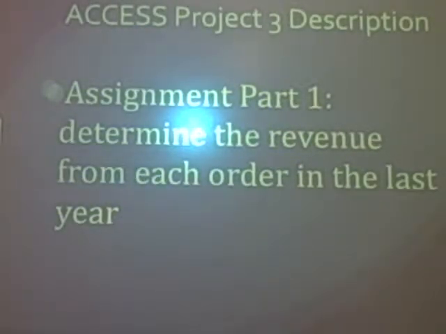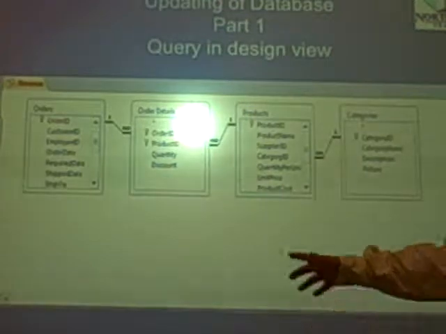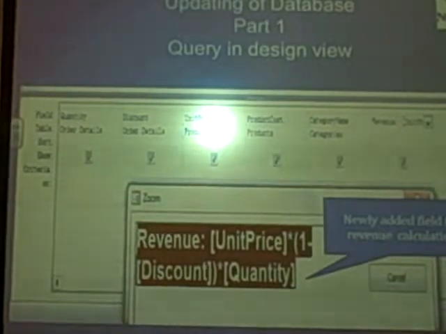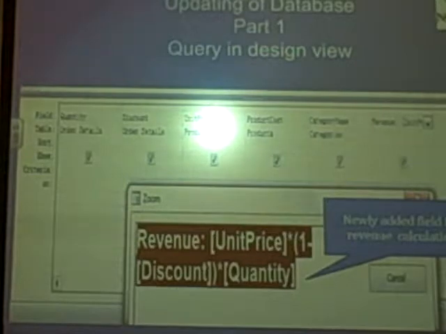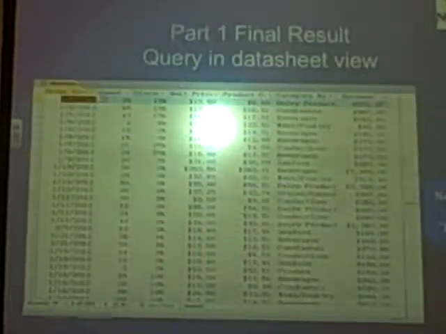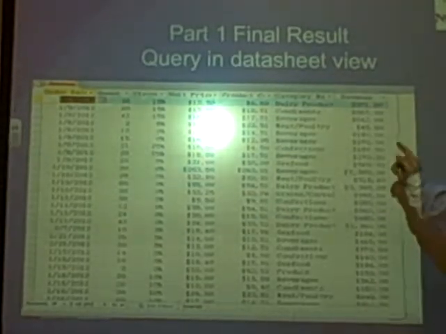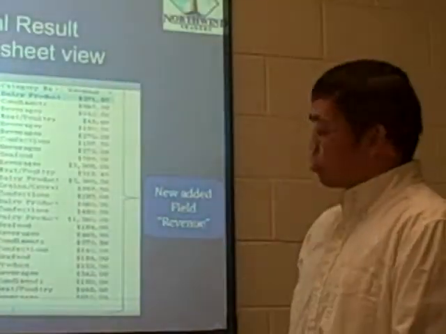For project number 3, we have to determine the revenue from each order in the last years. This is the query in design view with the relationship tables. Next, we put in a new field which calculates the revenues. This is the last column that we added, the new field that calculates the total revenues.